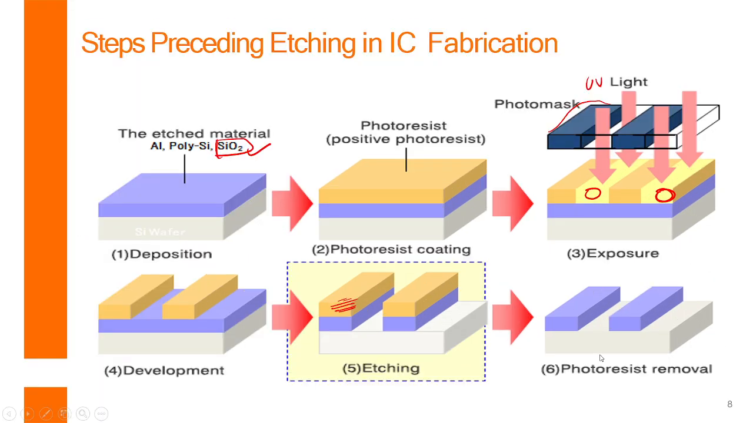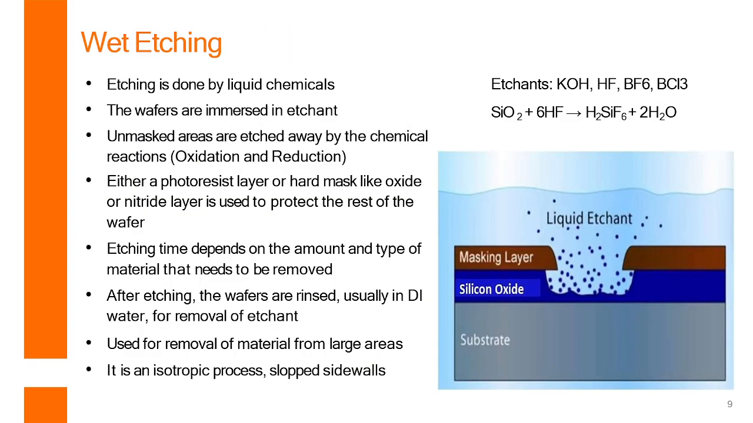Okay. Thank you. Next you see wet etching. Wet etching means you are using etchants. What are the etchants? Potassium hydroxide, hydrogen fluoride, or boron chloride. Whatever the substrate is, you are dipping it in these etchants. Suppose you take hydrogen fluoride: silicon dioxide reacts with hydrogen fluoride, and you get hydrogen silicon fluoride plus water.